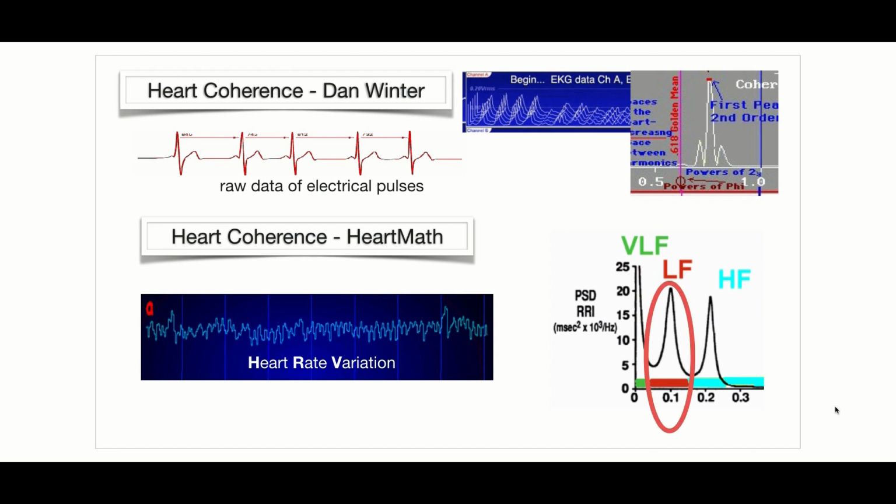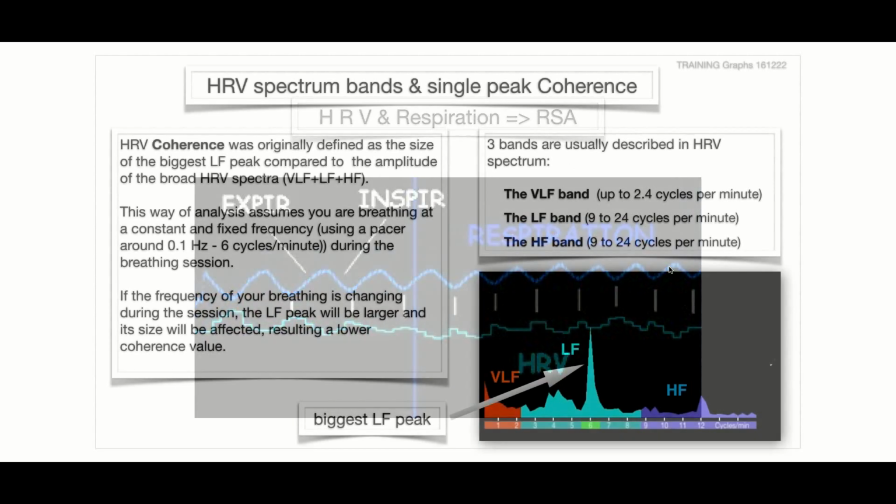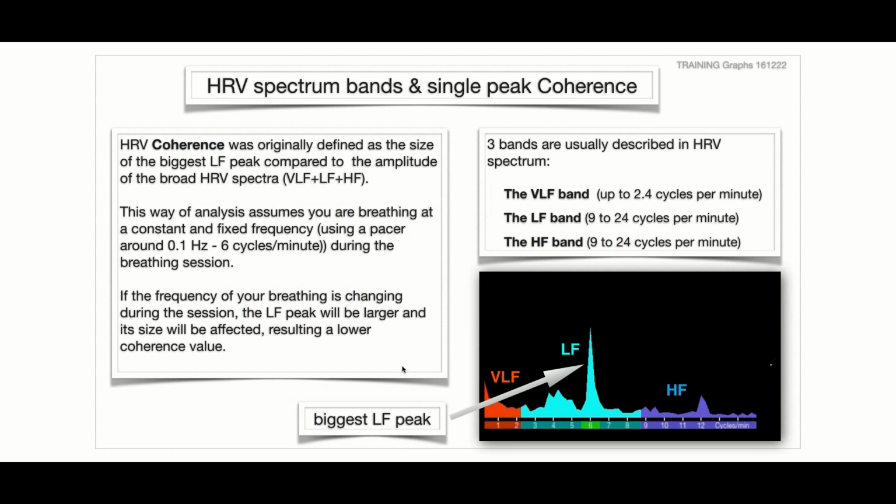Okay? So what they are looking at is the size of this peak here. That's what Armat is looking for. Well, I'll explain the RSA, okay? They are measuring only one single peak in the LF band. And to measure the size of the single peak in the LF band, you have to breathe at a fixed frequency with a pacer.